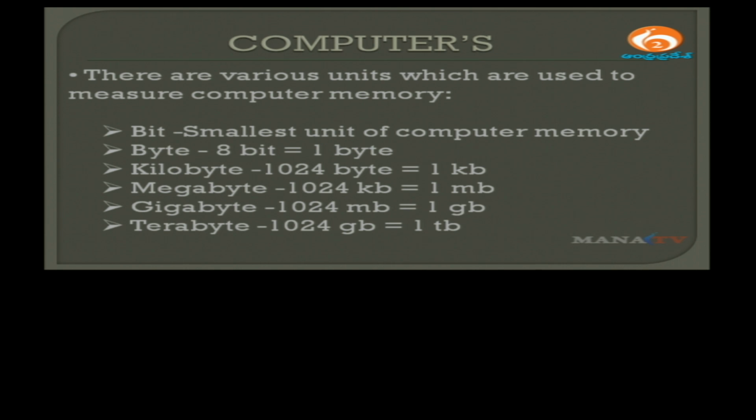There are various units which are used to measure computer memory. The first one is bit, the smallest unit of computer memory. The second one is byte. We have 8 bits in 1 byte, that is, 8 of the smallest units of computer memory make 1 byte. And now kilobyte: 1024 bytes equal 1 KB. And now megabyte: 1024 kilobytes equal 1 MB.